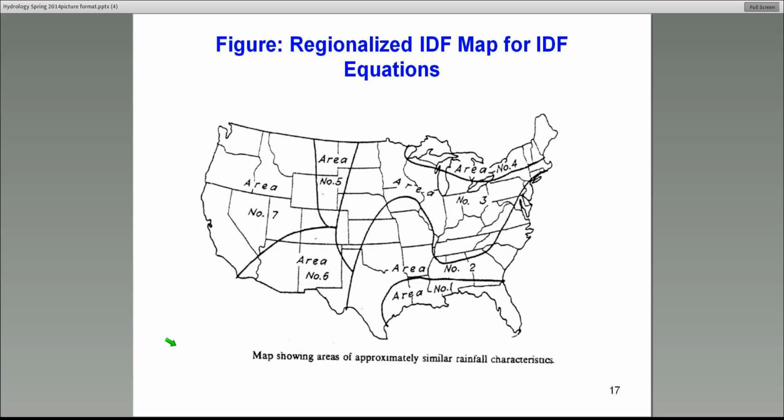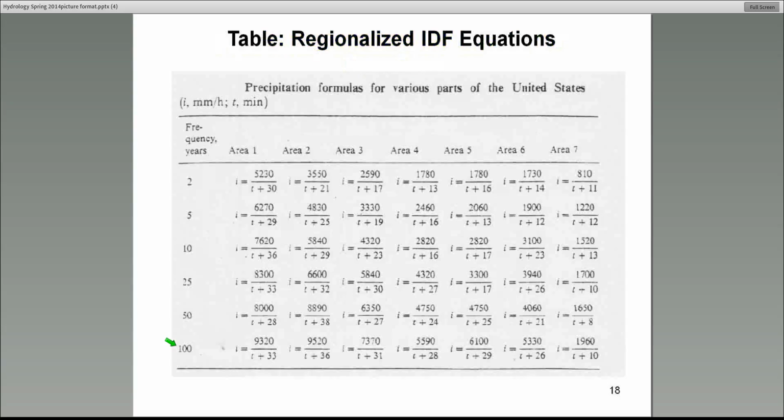This map shows you 7 regions in the U.S. and it's supported by a table on the next slide. And use these tables and these equations that are given for each of those areas. For example, we are in area 3 here, and say I want to design a 100-year design rainfall depth or design storm, then the rainfall intensity is obtained by this equation.